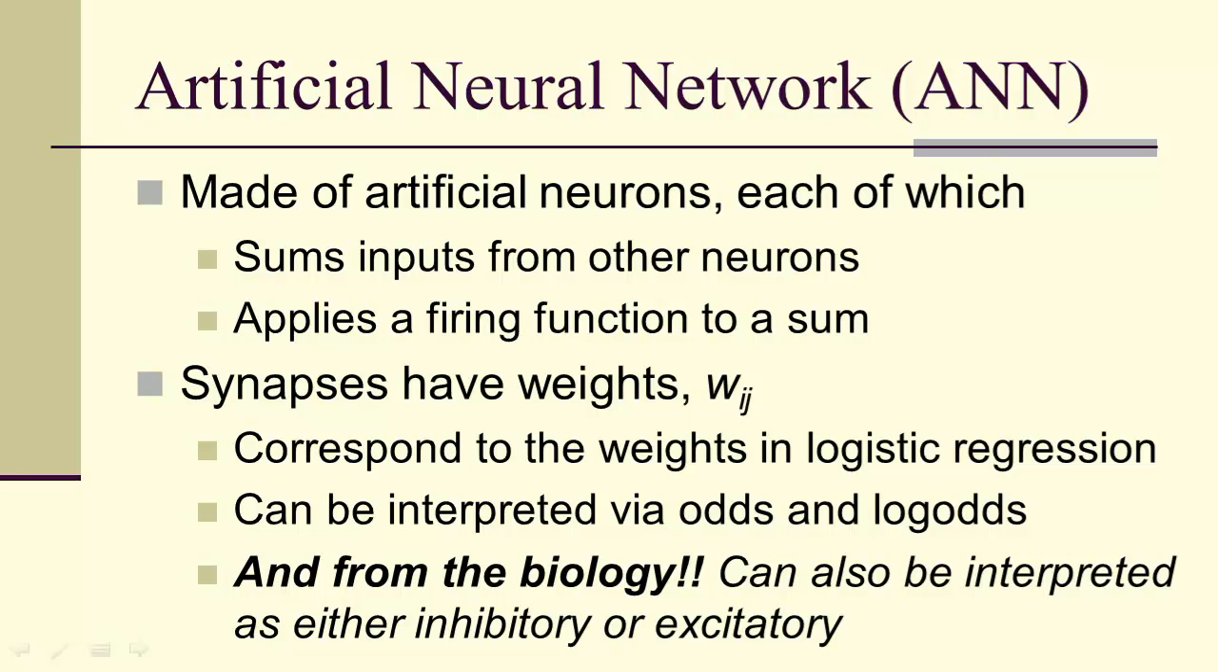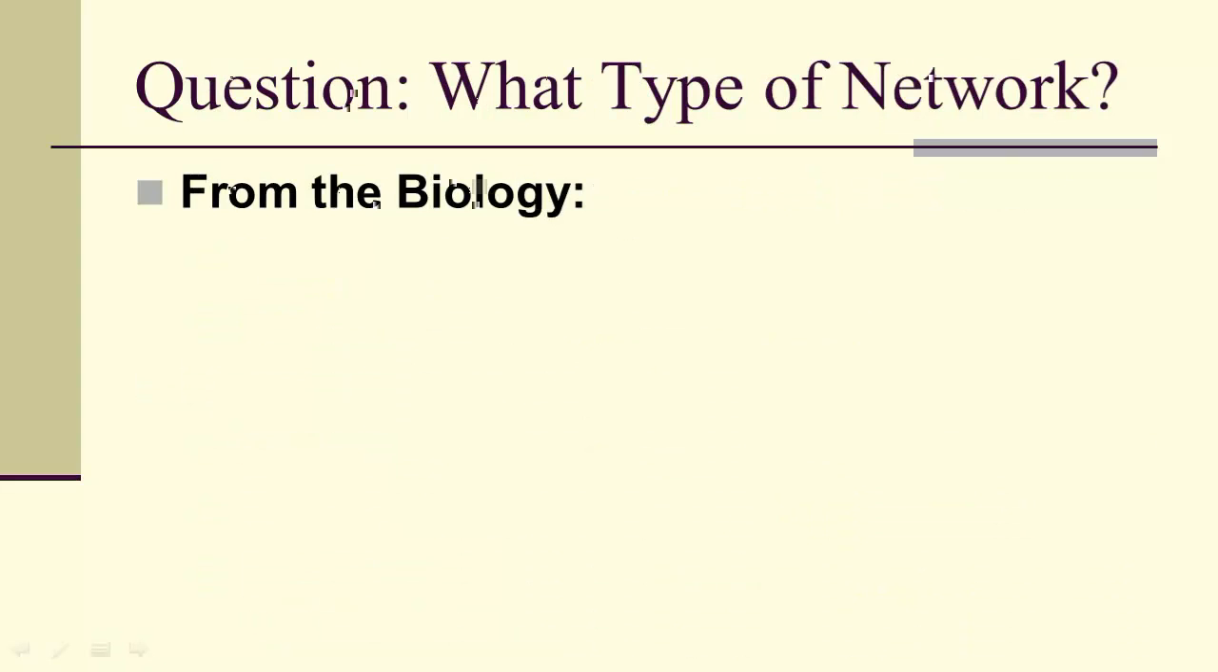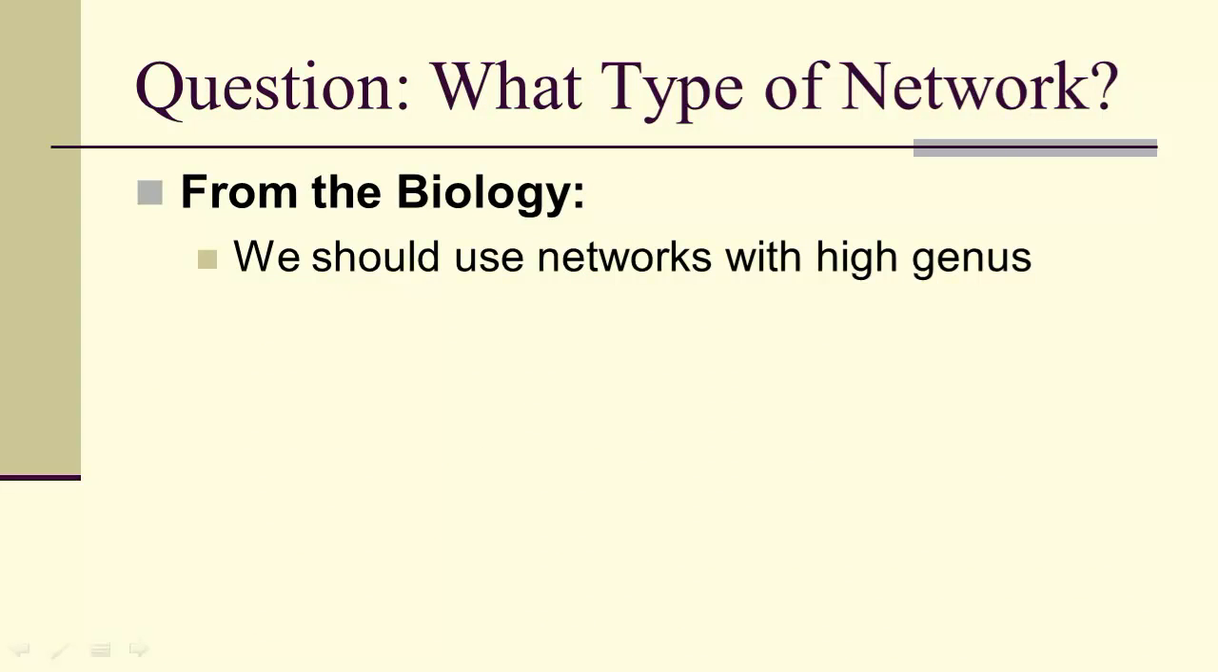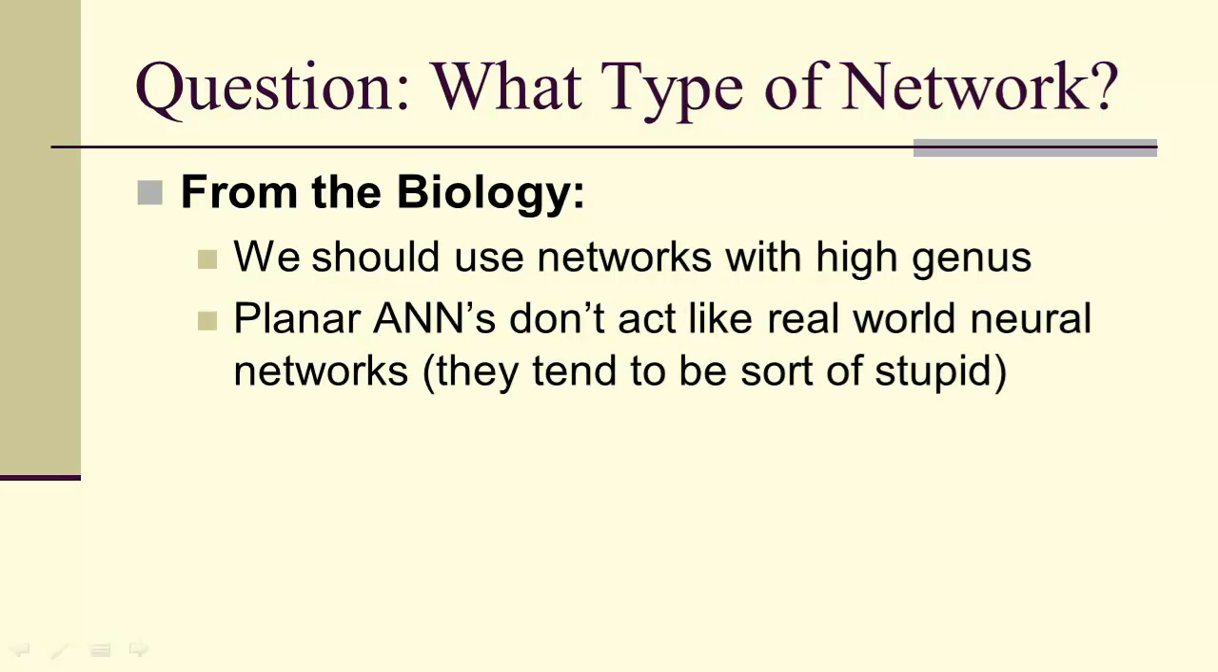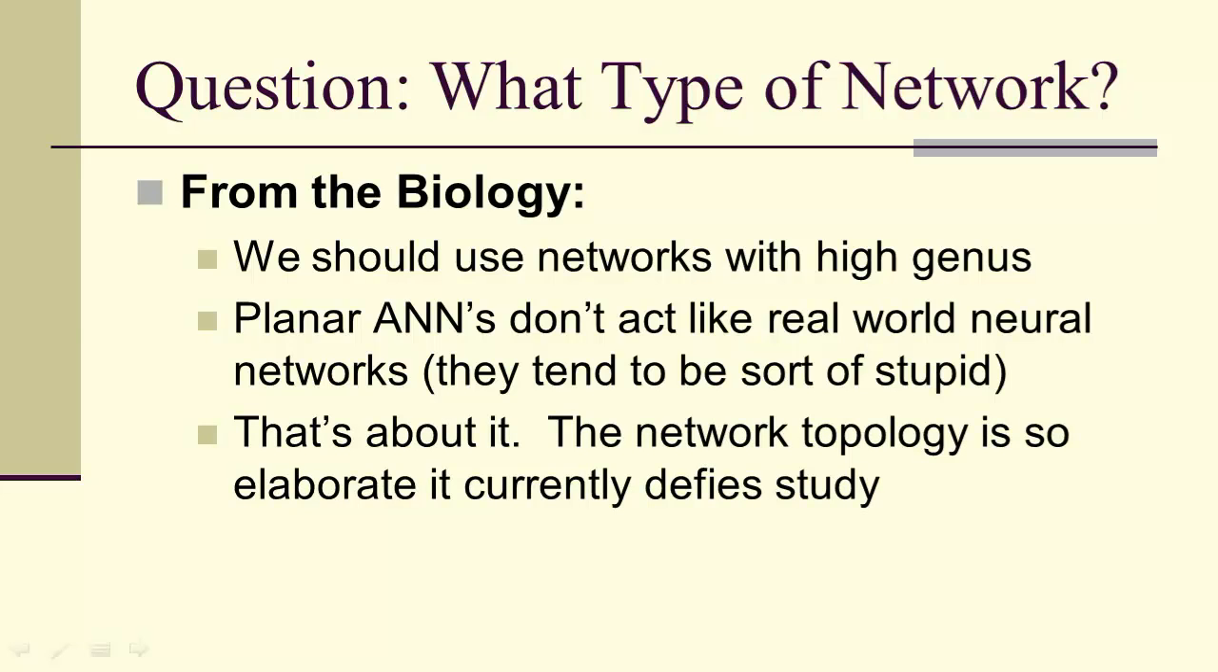So the biology first tells us that a synapse could be interpreted as either inhibitory or excitatory. That's not something we can get from logistic regression. Also from the biology, we know that we should use networks with high genus. When you look, in the lab, at neural networks made up of actual real-world neurons in some cases, they're planar. They're connected in a two-dimensional network. They're not very smart. They tend to be sort of stupid. So we really need networks with high genus. And unfortunately, that's about it.